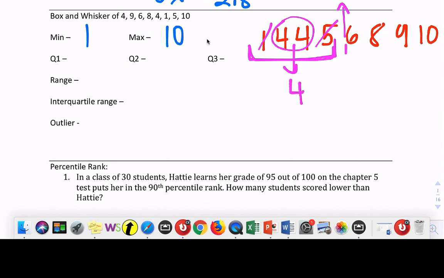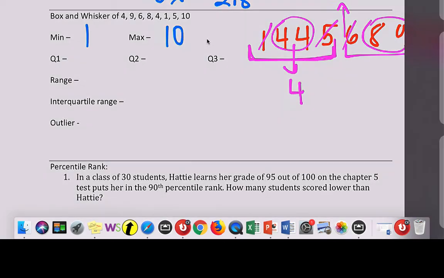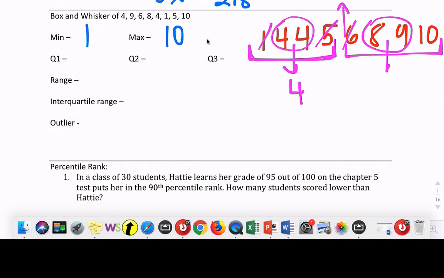To find Q3, again, we look at the second half of data, so everything above the median, and look for the middle. Here it's going to be between 8 and 9, and so if we average that, 8 plus 9 divided by 2 is 8.5, or you should know 8.5 is the middle. So that gives us Q1 is 4, the median was 5.5, and Q3 is 8.5.